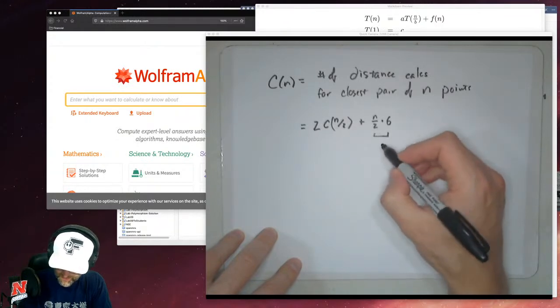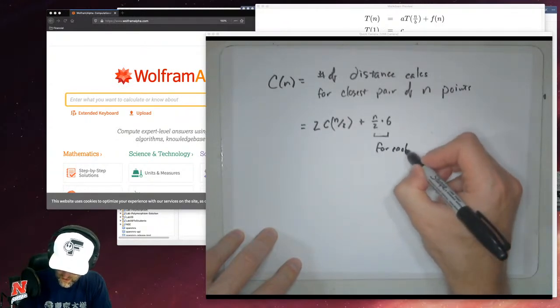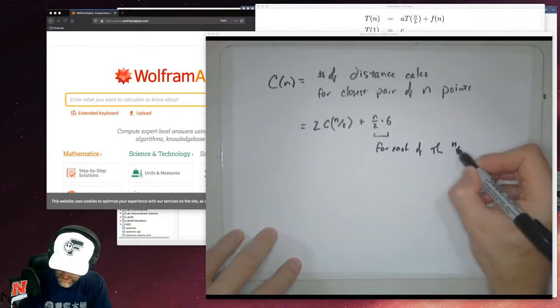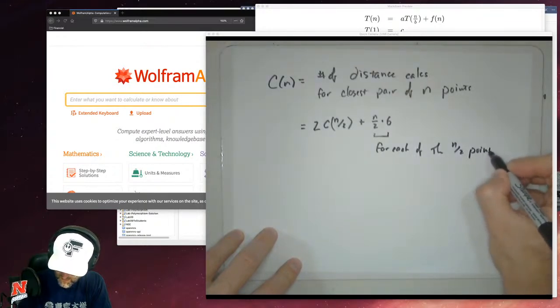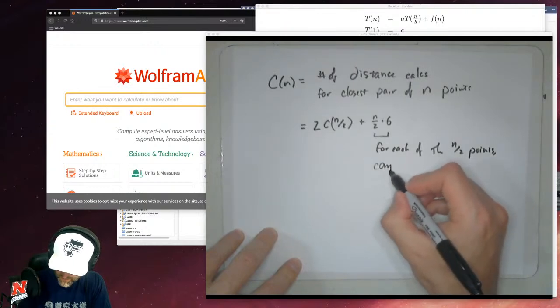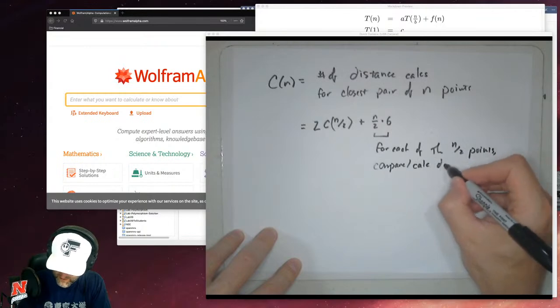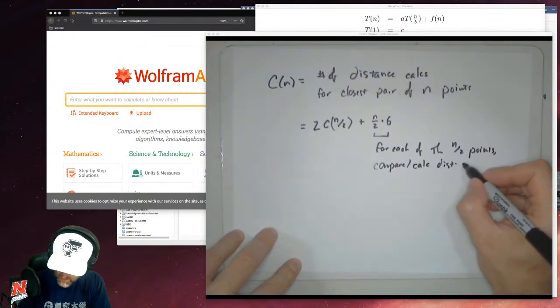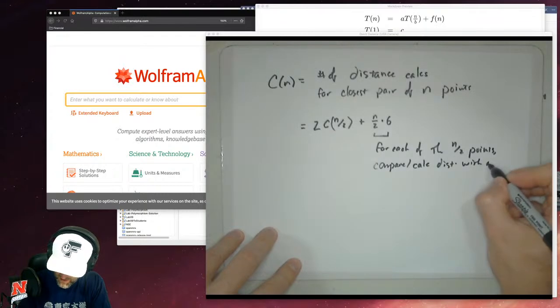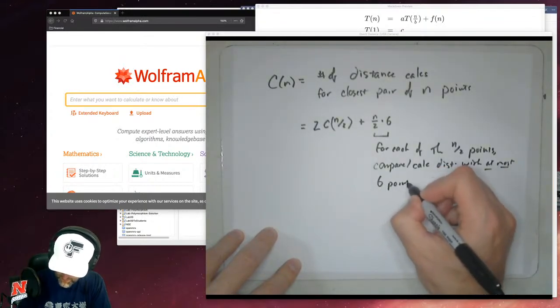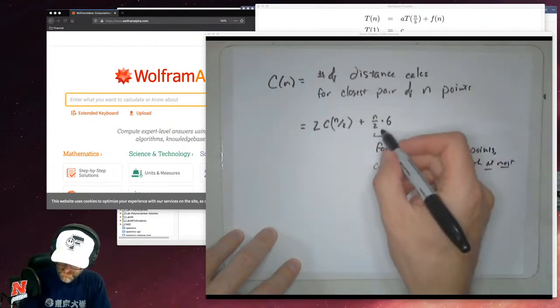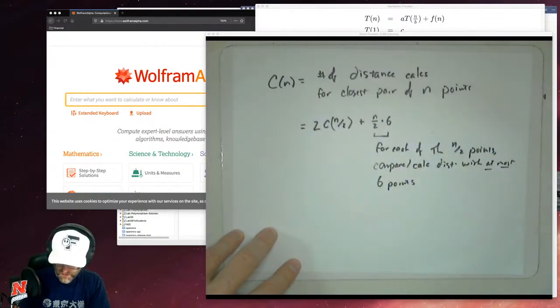So this is the, for each of the n divided by 2 points, compare or calculate distance with at most 6 points. Right? And so you can say that this is 3n over here or something. Right? Doesn't matter, because what we're going to do is apply the master theorem.